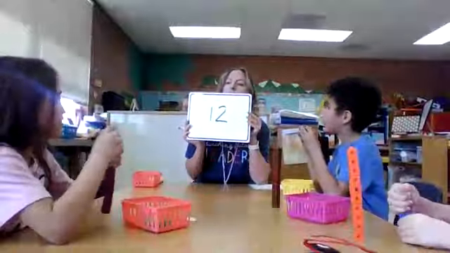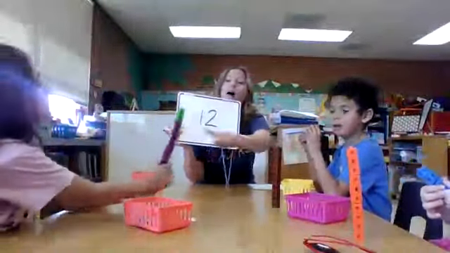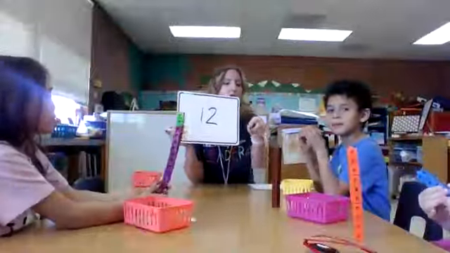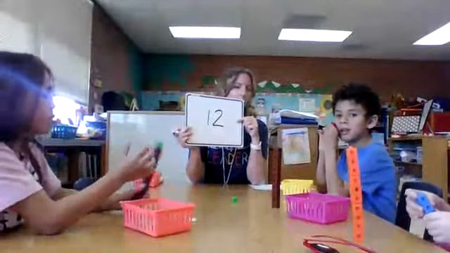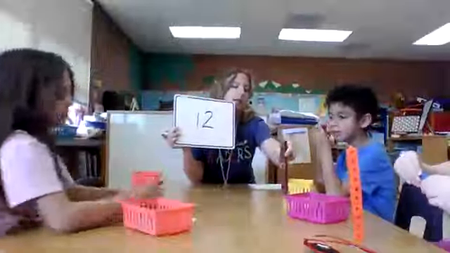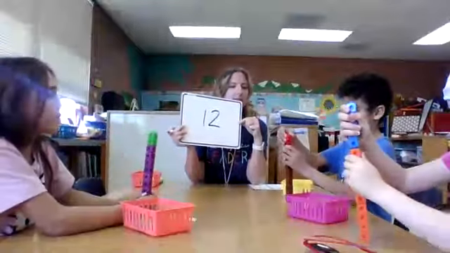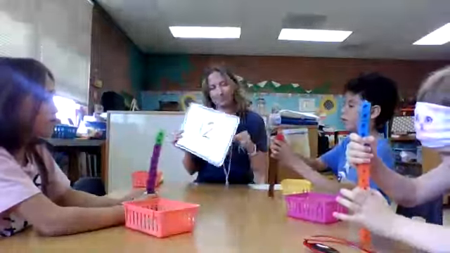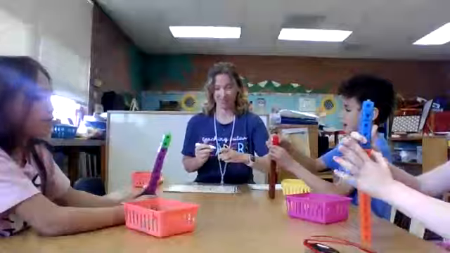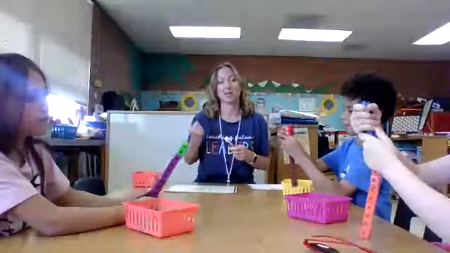12. So if I had 10, how many more blocks do I need to put on to make 12? 2 more. JC, can you show me how to make 12? Can you put more blocks on your orange stick to make 12? Aaron, can you make 12 for me and show me? 1, 2, 3, 4, 5, 6, 7, 8, 9, 10, 11, 12. Perfect. Okay, so how many you gotta take off? So now you have to take away 3 to make 12.